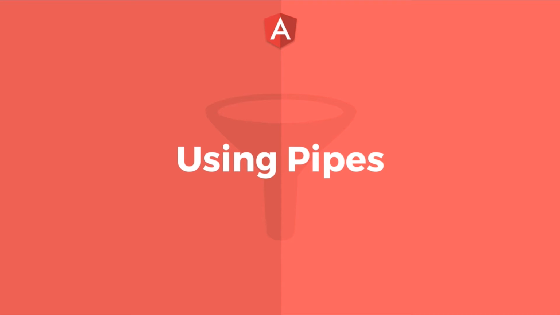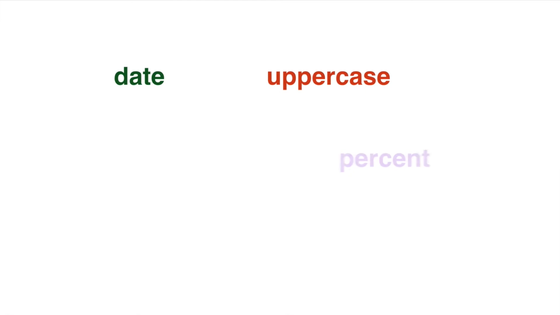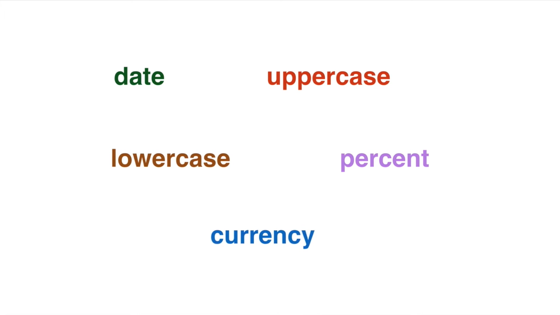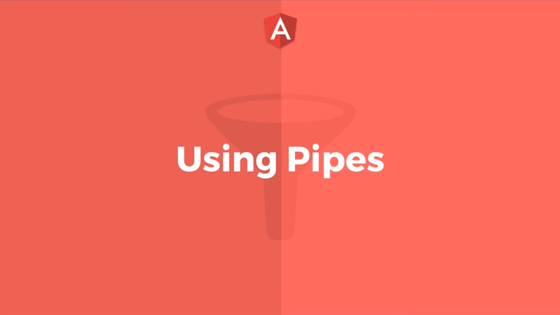Like built-in directives, built-in pipes are natively available to use in templates. Angular comes with a stock of pipes such as date pipe, uppercase pipe, lowercase pipe, currency pipe, and percent pipe, and so on. They are all immediately available for use in any template. So let's take a look at some of the most commonly used built-in Angular pipes.